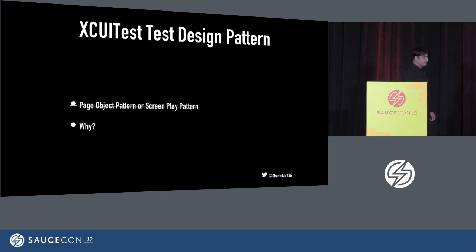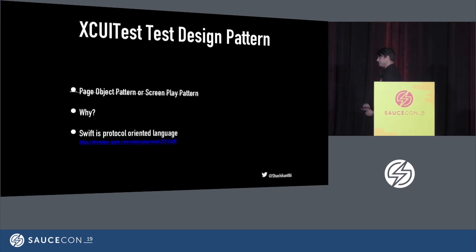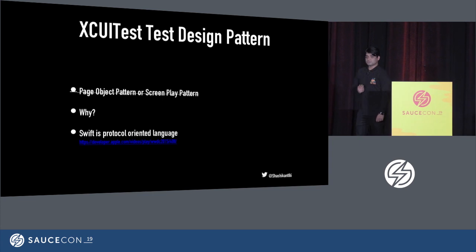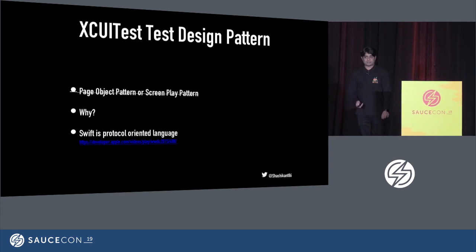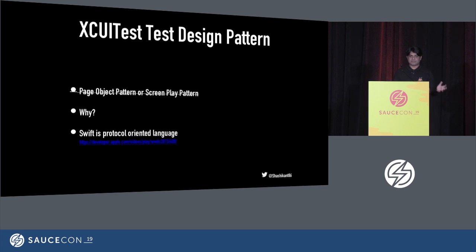But with XCUITest, it works, but this is not the nature of how Swift is designed. Swift is not an object-oriented language. It's more of a protocol-oriented language. What it means is it supports object orientation. You can still have inheritance and such features, but the ultimate goal of Swift is to write a protocol in the first place rather than writing classes.